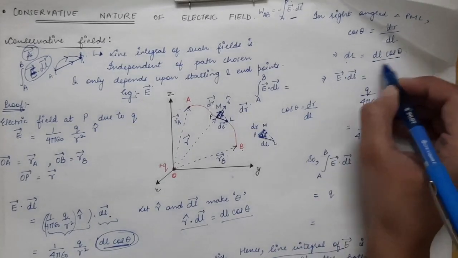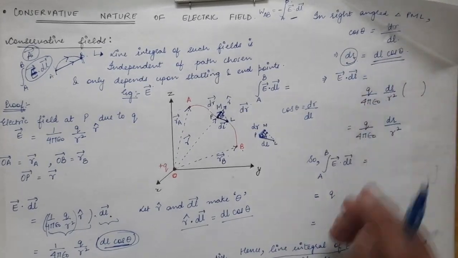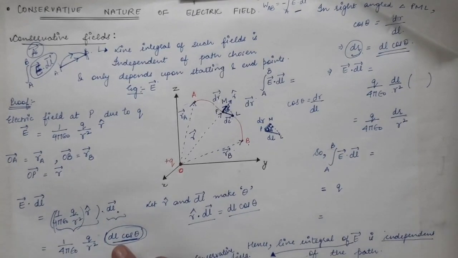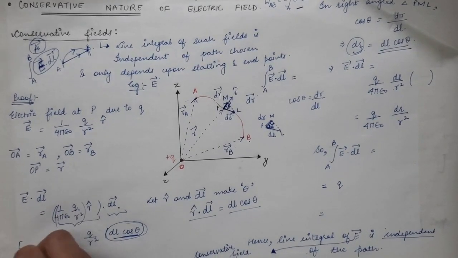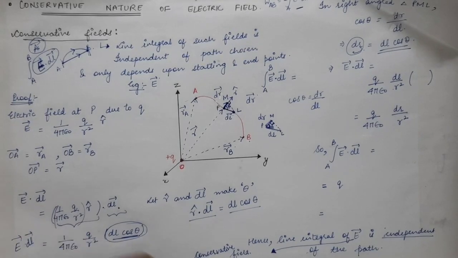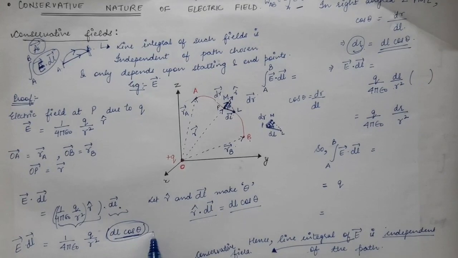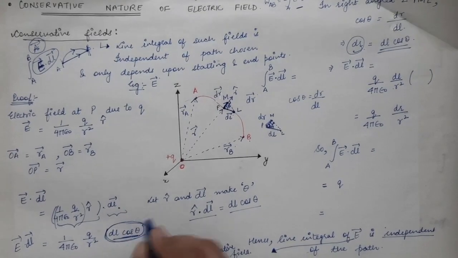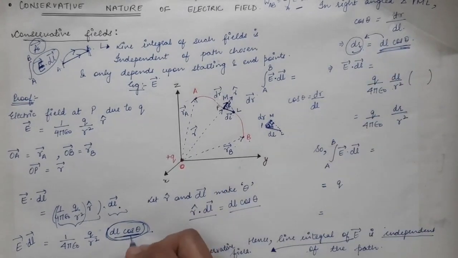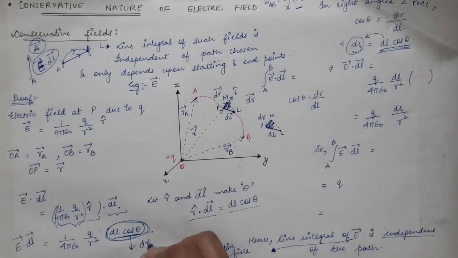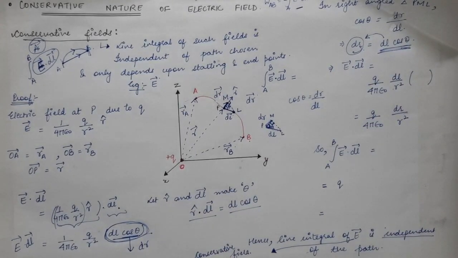So this dl cos theta is equal to dr. In this last equation, E vector dot dl came out to be equal to 1 by 4 pi epsilon naught q by r square into dl cos theta. So we will just replace this dl cos theta term by dr.